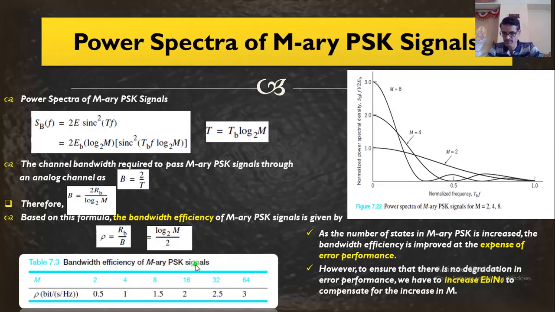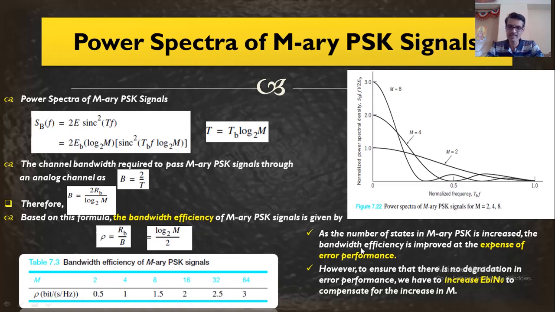For different values of M, this table shows what the bandwidth efficiency is. If M is equal to 2, log of 2 to the base 2 is 1, so it is 1 by 2, 0.5. If M is equal to 4, QPSK, log 4 to the base 2 is 2, so 2 by 2 is 1. For M equal to 8, log 8 to the base 2 is 3, so 3 by 2, it is 1.5. As you can see over here, as the value of M increases, the bandwidth efficiency also increases. But the error performance actually degrades, the probability of error increases. At the expense of error probability, the bandwidth efficiency increases.